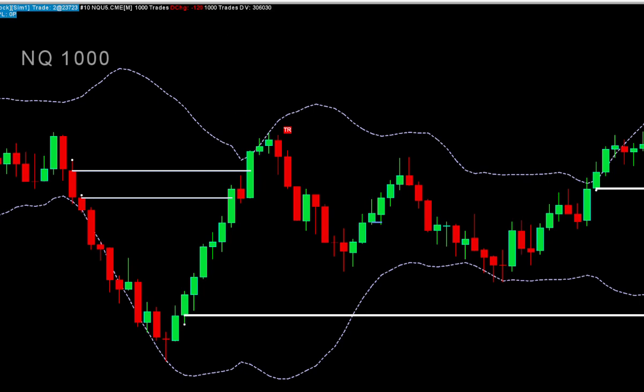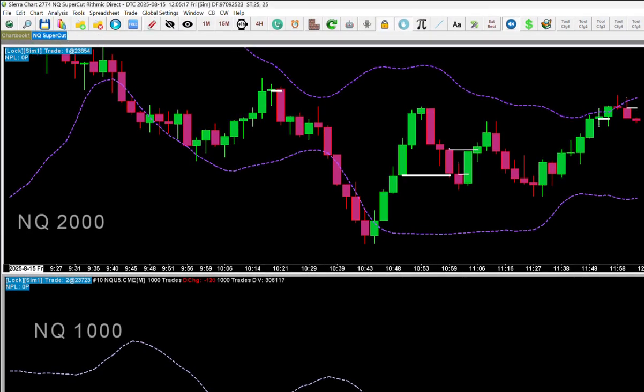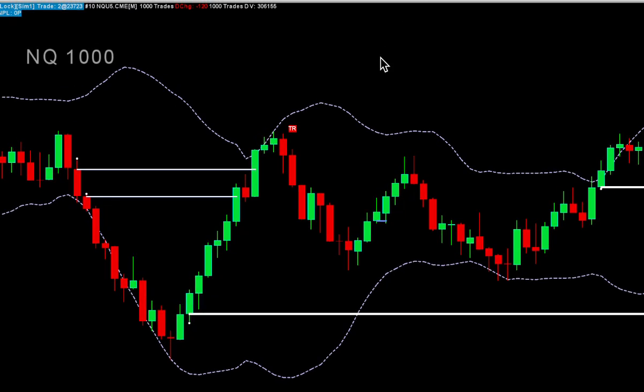In this lesson, we're going to learn how to trade volume imbalances using my SierraChart template called NQ SierraChart. It was going to be labeled the Snyder cut, but no.